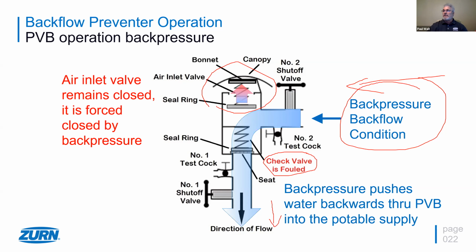And that is why you're not allowed to put a pressure vacuum breaker into a back pressure situation. It is not made for it. It only works in back siphonage. And so now you've got a really expensive elbow sitting in your system that's allowing back pressure and possibly contaminated water to flow back into the potable supply.